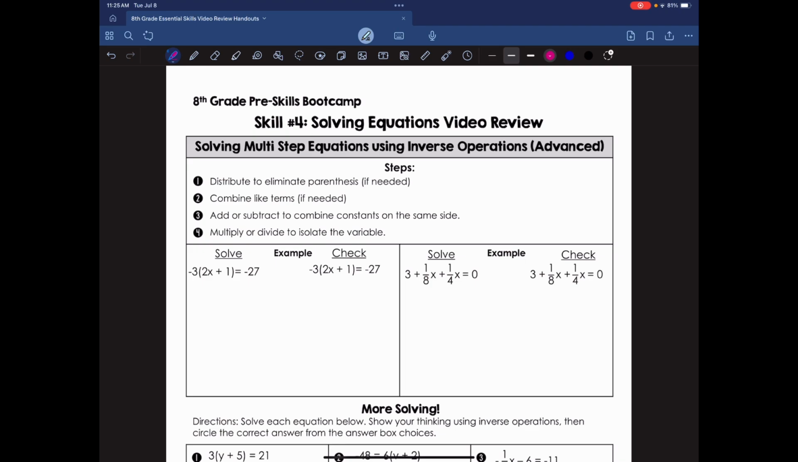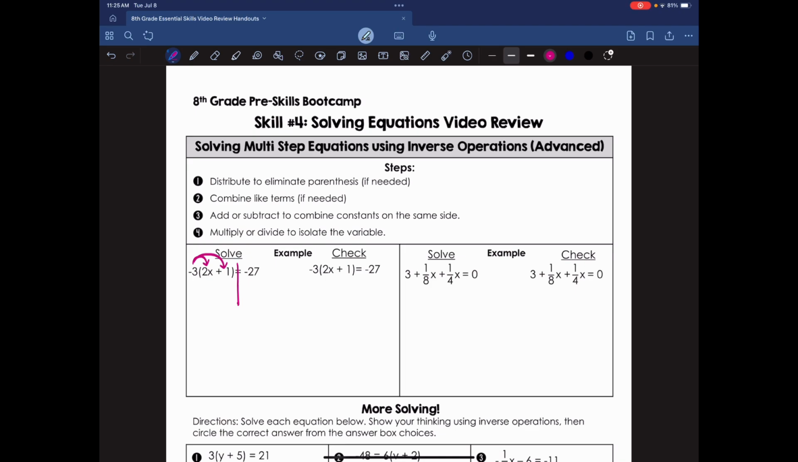I do have parentheses, so I'm going to go ahead and distribute to eliminate them. I did mark the 2 sides of my equation because I want to keep that in mind as I'm thinking about combining like terms, because I can't combine like terms if they're not on the same side. I also can't combine like terms if they are not like terms. So let's make sure that we get this set up correctly.